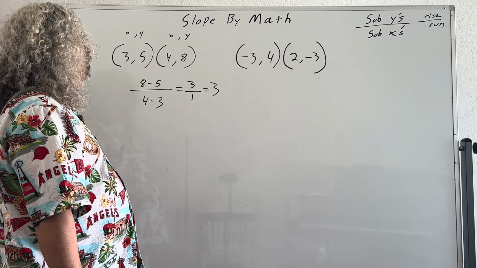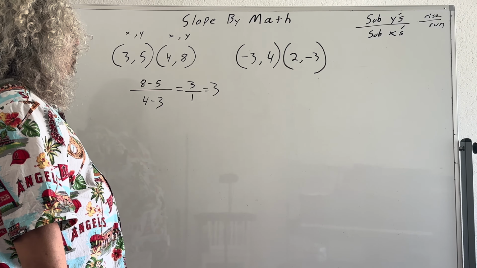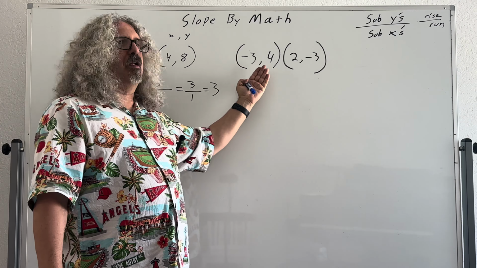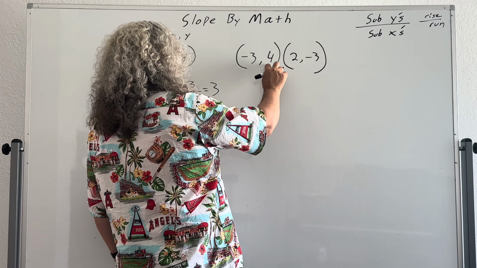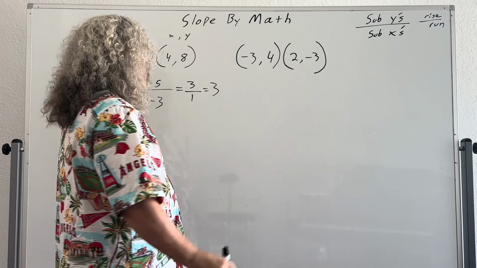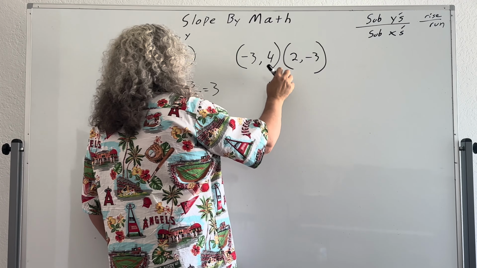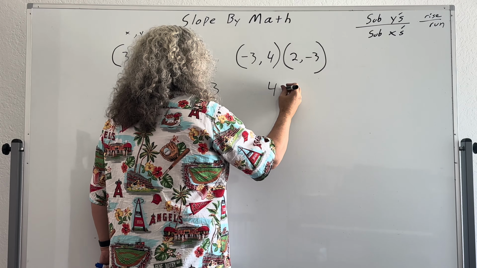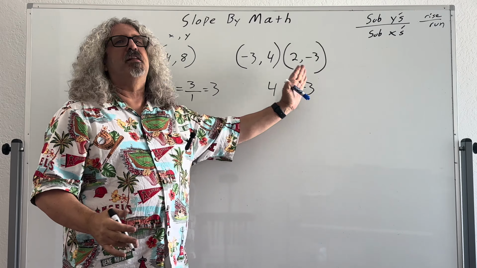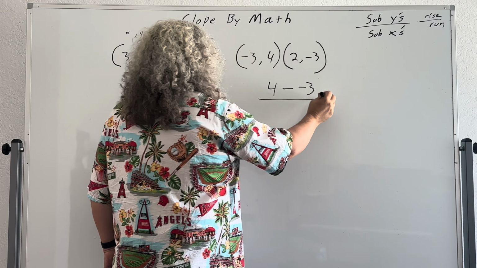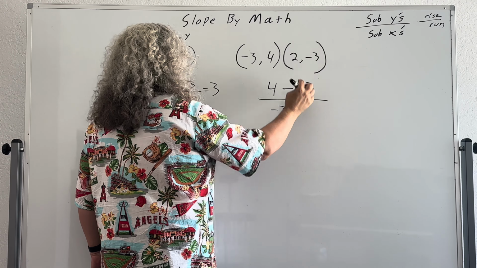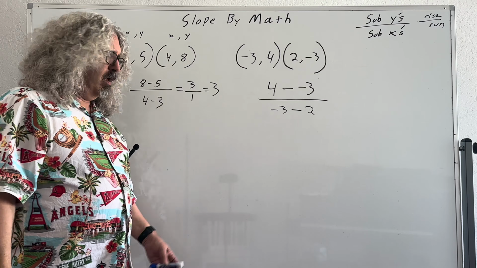Now, let's do this next one over here. Subtract the y's over subtract the x's. You know what? Let's go left one minus the right one this time. So my y's are my 4 and my negative 3. Now watch how I write this. You really have to keep track of your negative signs. It's 4, and I'm going to subtract that, so it's minus negative 3. You don't just write minus 3. It's minus the negative 3. Over, and since I went left to right, I'm going to go left to right here, negative 3 minus the 2.